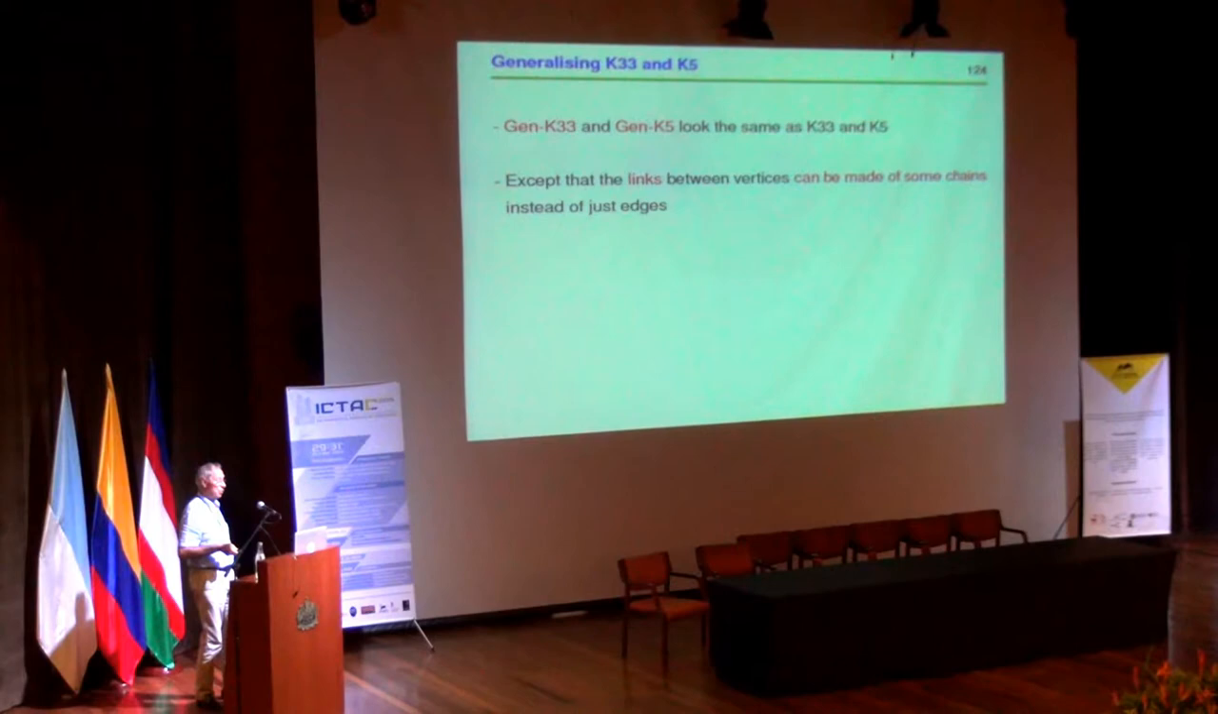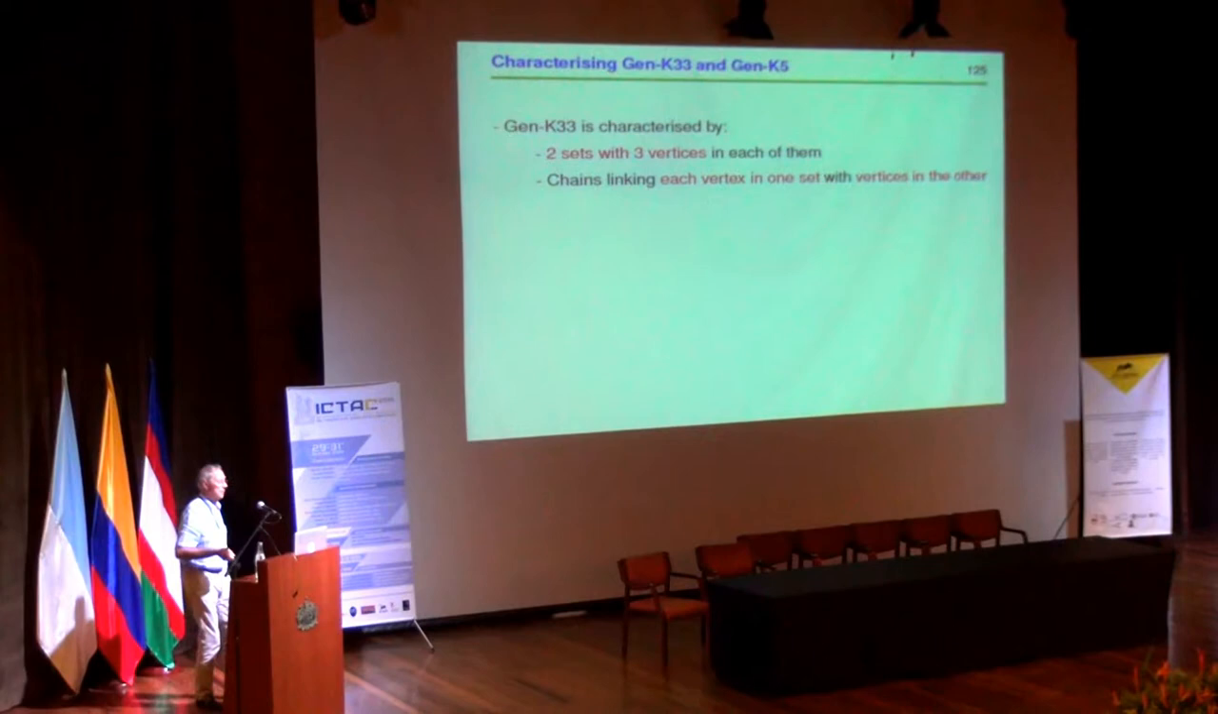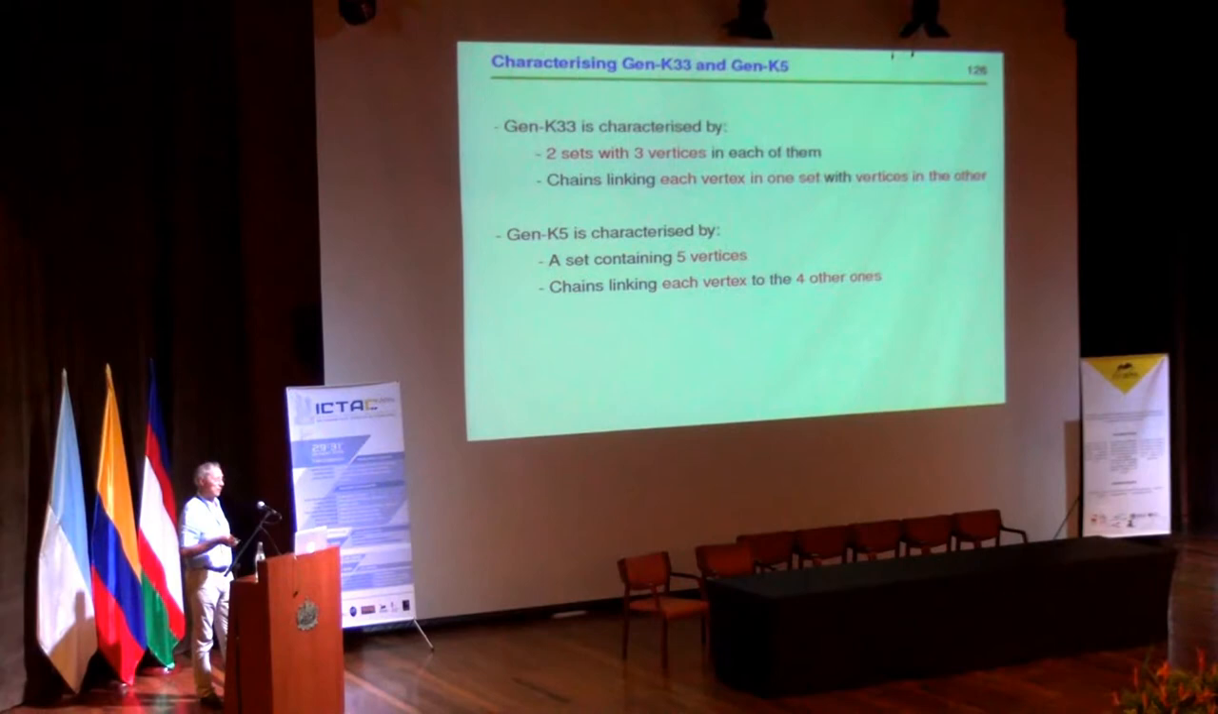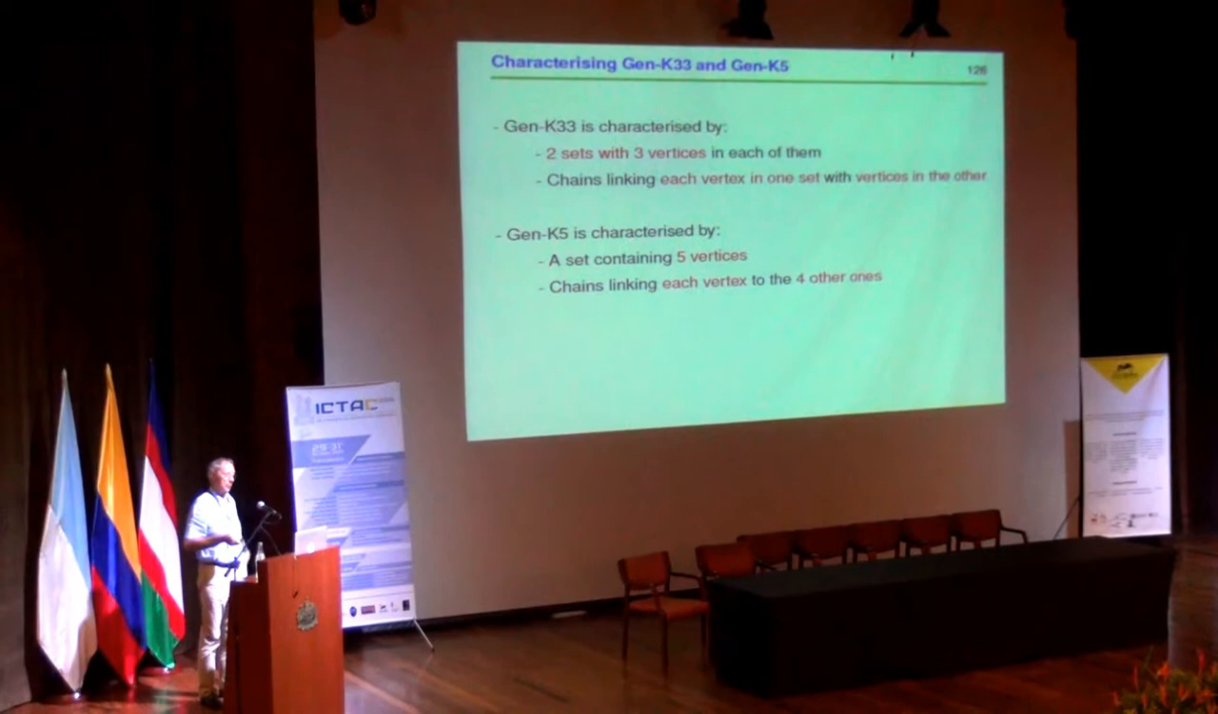So how can we characterize gen K3C? Two sets with three vertices in each of them, and chains linking each vertex in one set with the vertices in the other. Characterizing gen K5: a set containing five vertices, and chains linking each vertex to the four others. Chains, not edges.